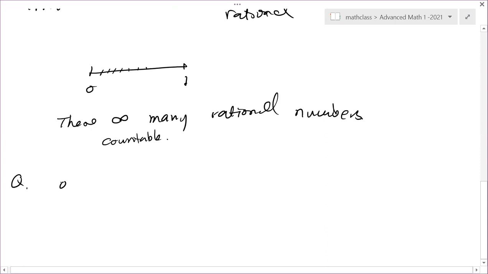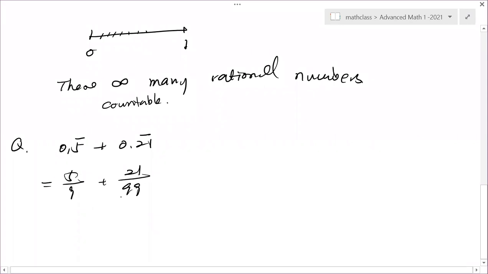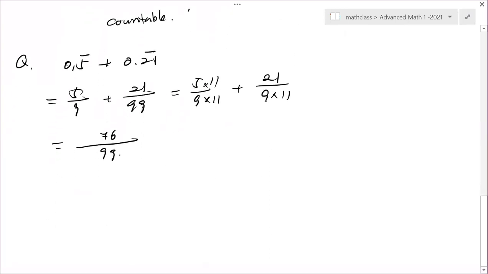All right, so let's try the first problem. Add those two numbers together and express as a fraction. When you do this, you first convert it to a fraction. The second one is 21 over 99. And 99 is 9 times 11. So I can get 5 times 11 over 9 times 11, and 21 over 99. So add them together: 55 plus 21, and that will be 76, over 99. So that is a fraction.